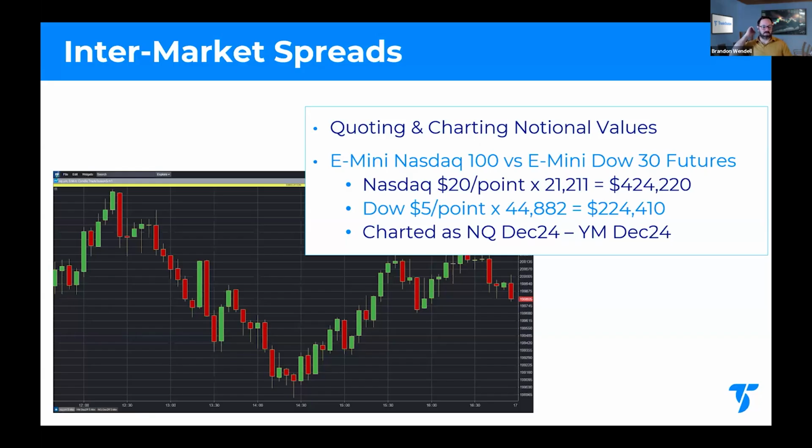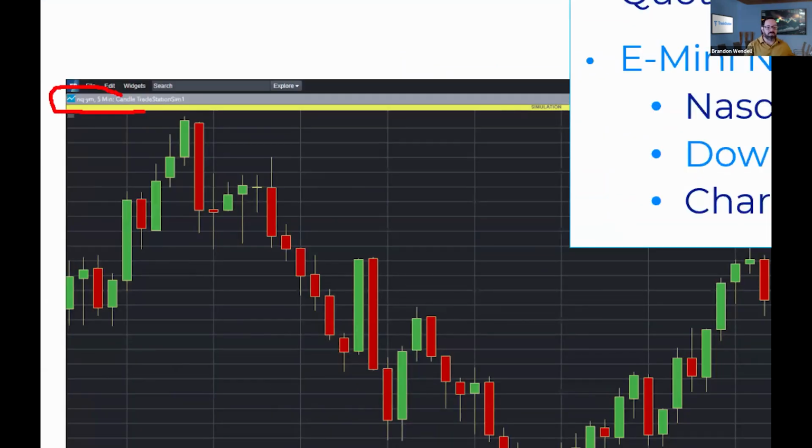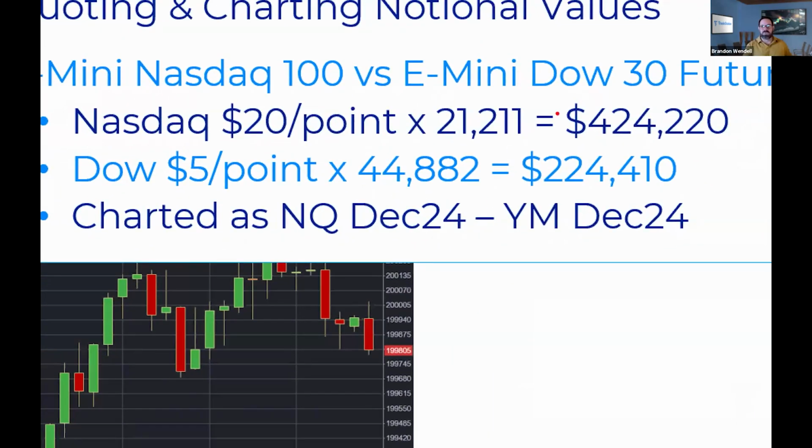You chart them together in what we call a spread chart. So as you can see, this is being charted as NQ December 24, YM December 24. And if I zoom in a little bit, you can see it. Oh, not there. Hold on. Right here. This was a 5-minute chart of NQ minus YM. So basically what we charted here was the price of the NASDAQ minus the price of the Dow. Again, if I zoom in, you can see if you take 424,220, subtract 224,410, you're getting roughly 199,805. Now, plus or minus again, because it moved while I was taking pictures. But that's all that is. You're charting the physical distance between those two prices.